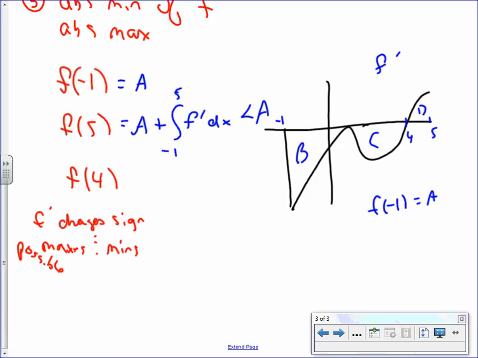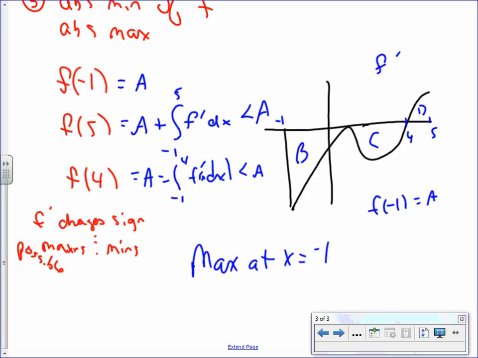You can actually do it for this also. The integral from negative 1 to 4 of f prime of x dx is also less than a. So since these two are both less than a, what's got to be the max? You've only got 3 choices, and 2 of them are less than the other one. What's the max going to be? A. So the max is at x equals negative 1.